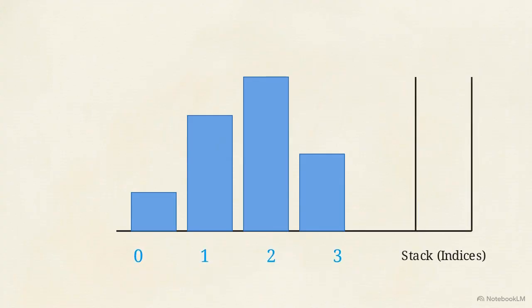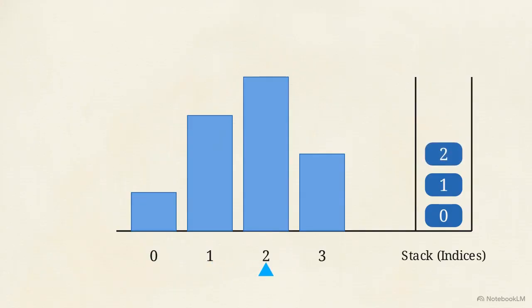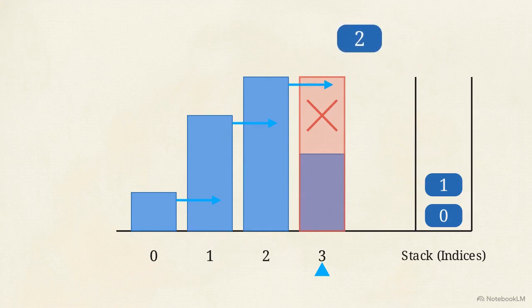This structure will store the indices of our histogram bars to track potential rectangle boundaries. As we move across the array, if the current bar is taller than the one before it, we push its index onto the stack. We are essentially building a list of bars that could still grow wider to the right. When we encounter a shorter bar, that growth is blocked.